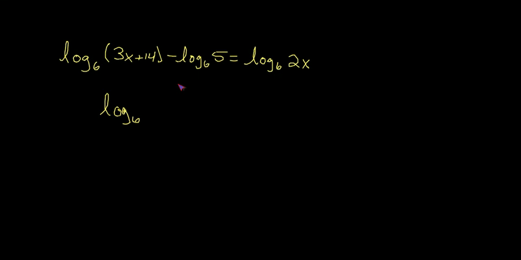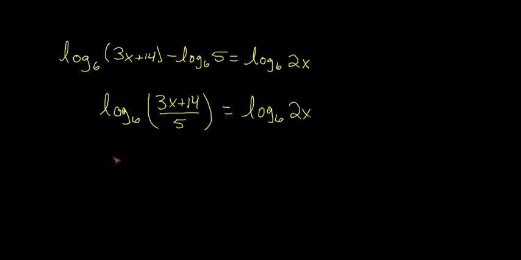And again, remember subtraction goes with division, so that means I'm going to get 3x plus 14 all over 5 on the left side. We're going to leave the right side alone. Nothing I can really do with it anyway yet. And now we've got a one-to-one situation again. Log base 6 means this is going to be equal to this. So let's set that up. So 3x plus 14 over 5 equals 2x.